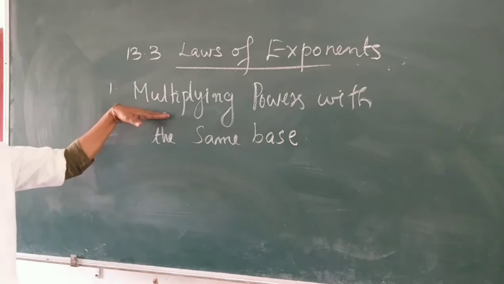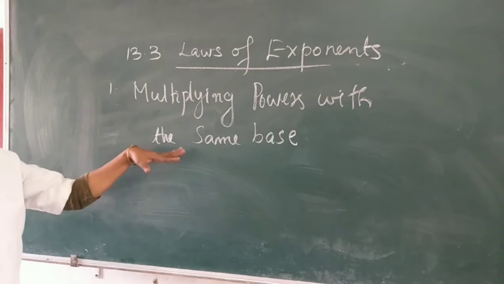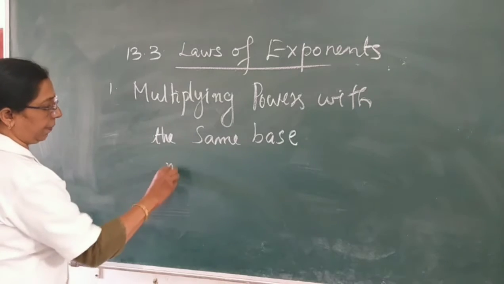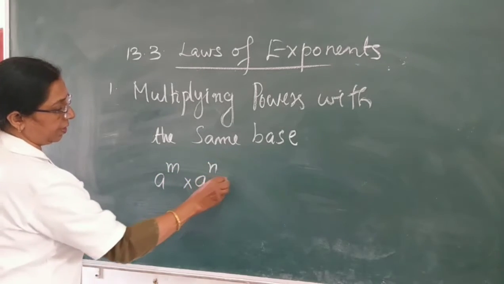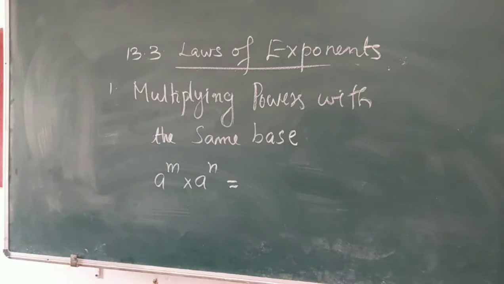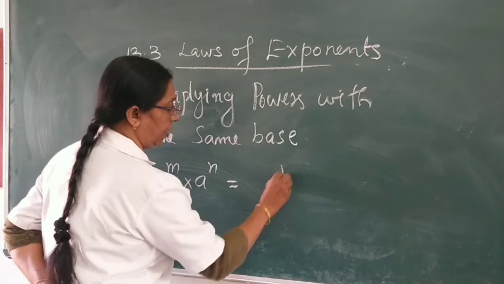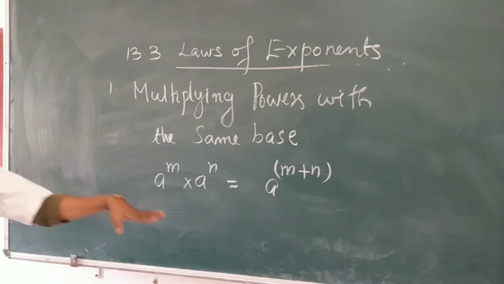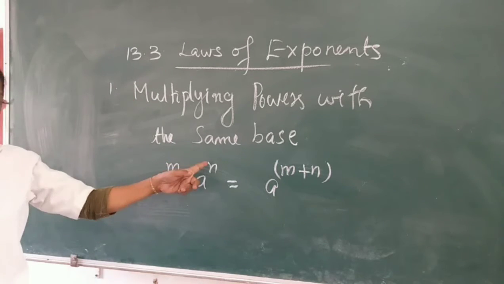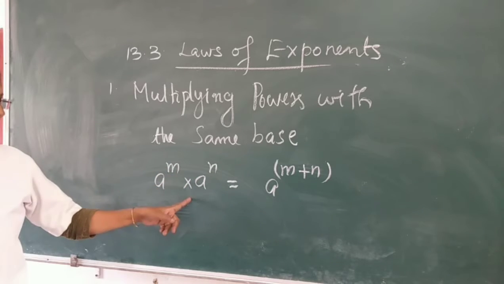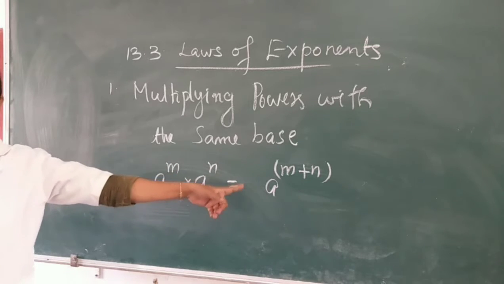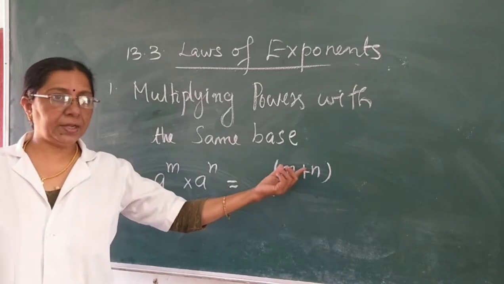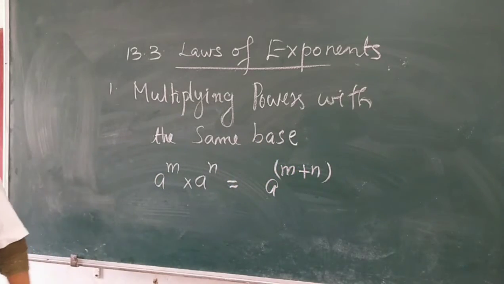So that's the first law. Multiplying powers with the same base. See, its general form is a raised to m into a raised to n is equal to a raised to m plus n. That's the first law. Same base, different powers. And the powers തമ്മിൽ add ചെയ്യണം. മനസ്സിലായോ? എഴുതിക്കൂ.